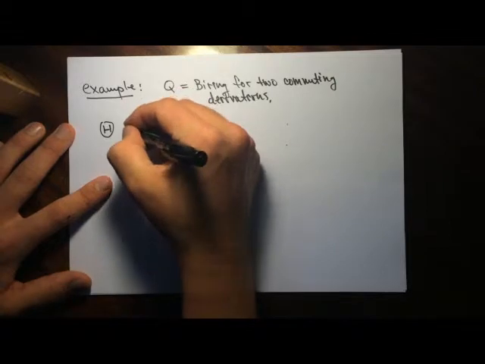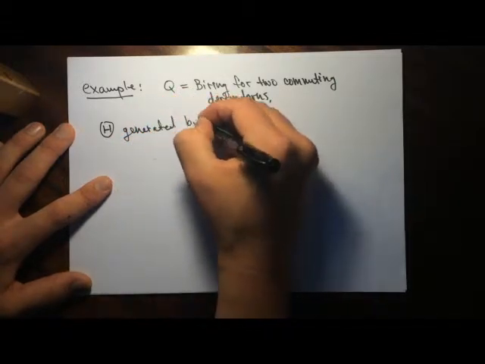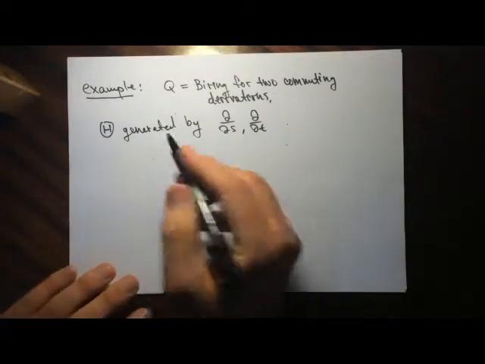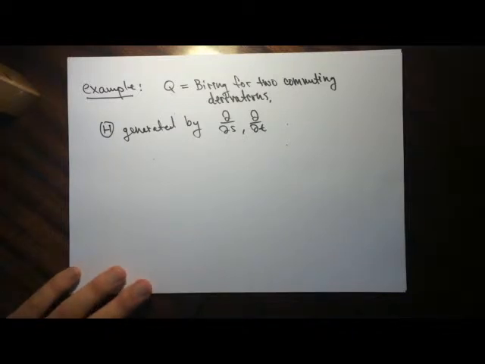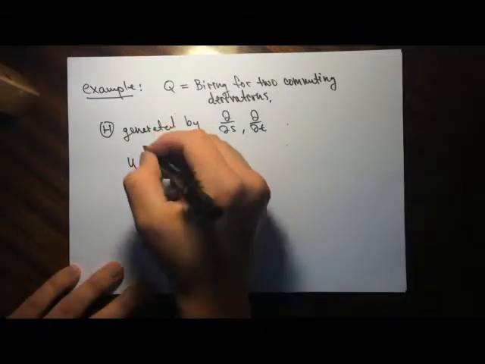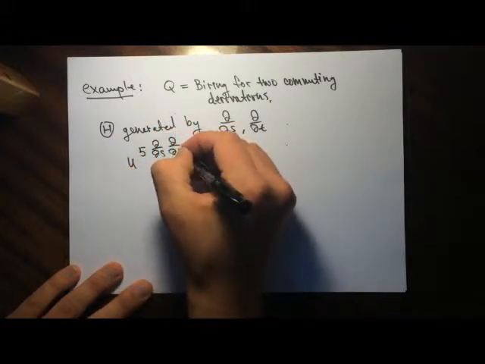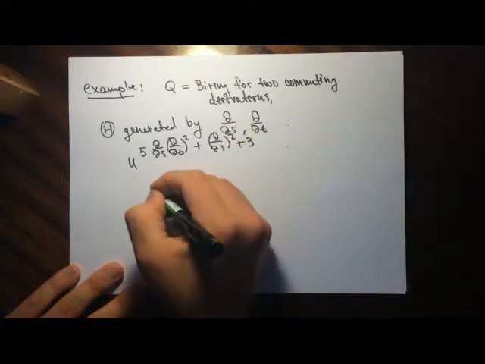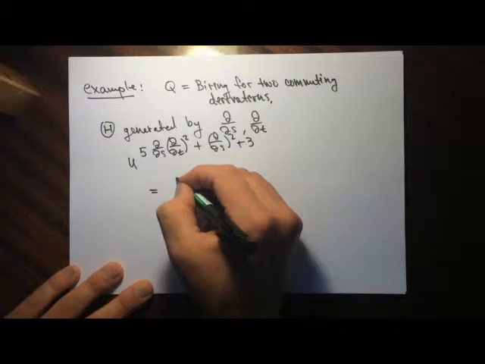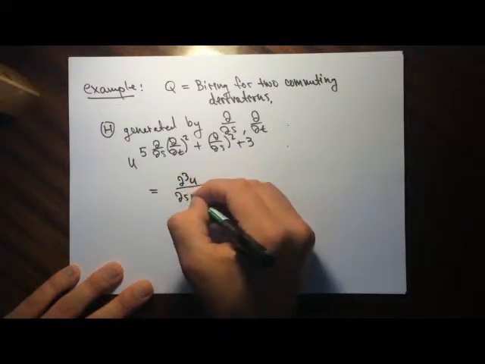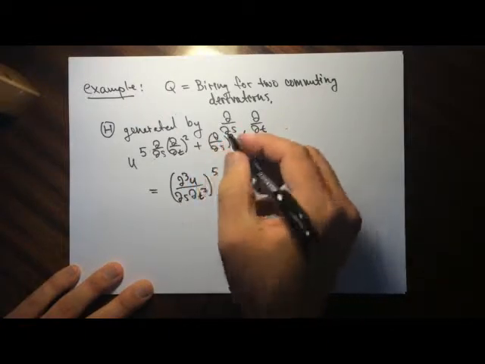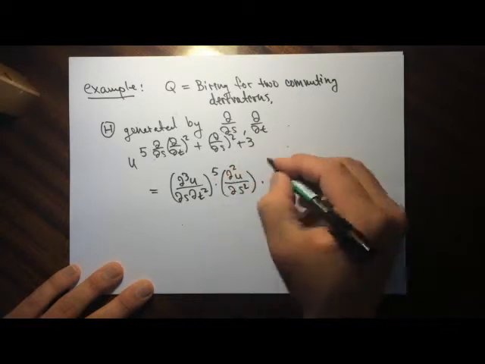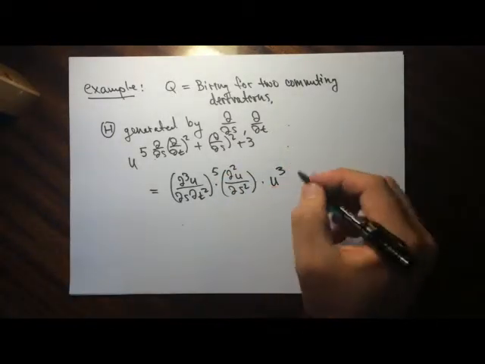is going to be generated by, let's say, d/ds and d/dt. I'm just going to do it with two variables. So we have the derivative with respect to s and the derivative with respect to t, and then we could do something like u to the 5 d/ds d/dt squared plus d/ds squared plus 3. And this thing is just going to be equal to, well, we do this 5 times. So we do d cubed u over ds dt squared, to the 5th. We do this one, we just take d squared u over ds squared like this, and then times u to the 3rd power. Okay, and that's all that this means.